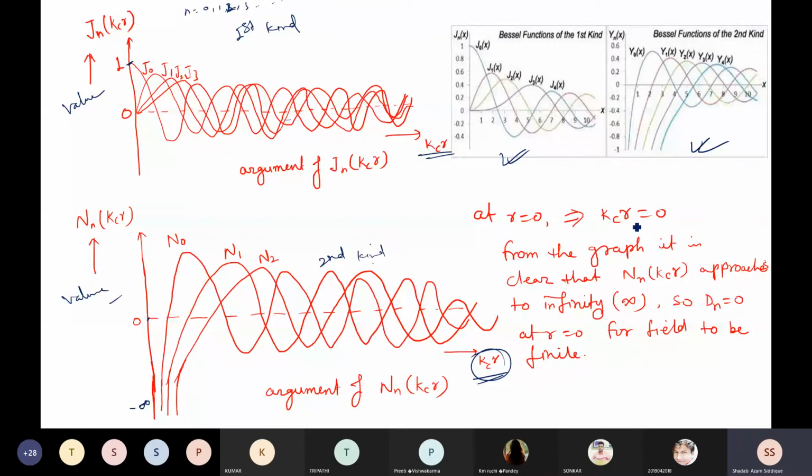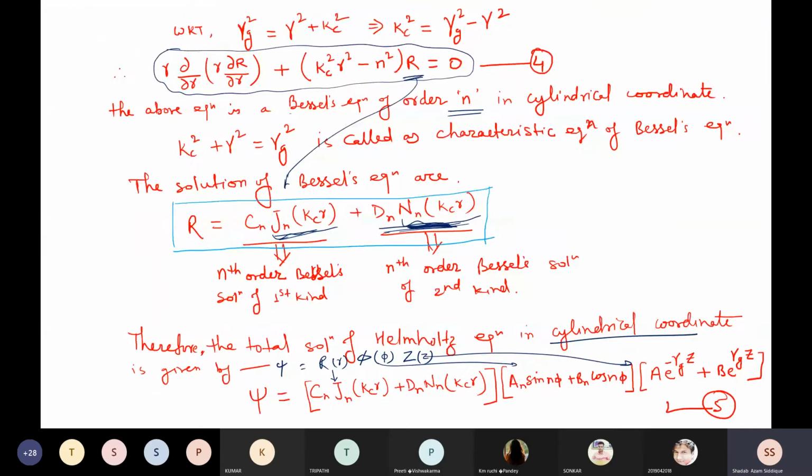So at r equal to 0, kc r equal to 0, from the graph it is clear that Nn(kc r) approaches infinity, so Dn should be equal to 0. If you see here, Nn(kc r) reaches infinity at r equal to 0. So this solution should not be infinite, but it will become infinite if you take r equal to 0.